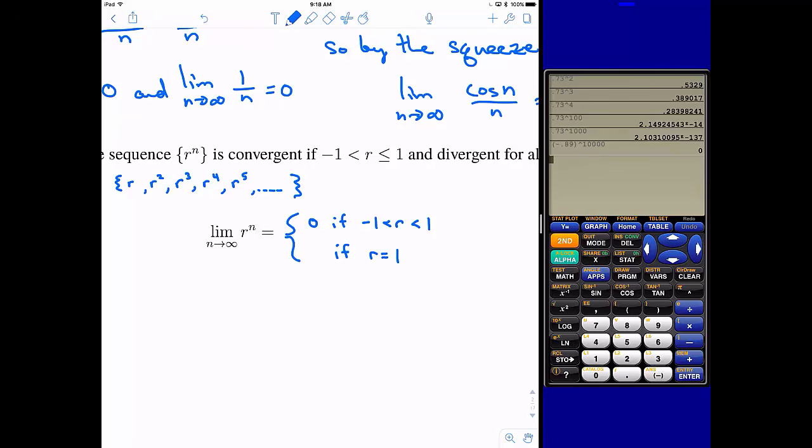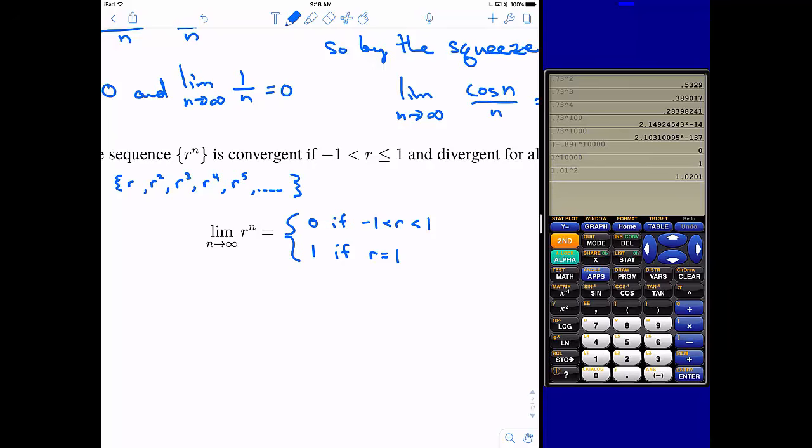Now if r is equal to 1, and you take 1 and you raise it to larger and larger powers, well, take your favorite power, raise 1 to that, and yeah, you take 1 and you raise it to really any power, it's going to be 1. So this is what it converges to. And you can see it converges to different things depending on what r is.